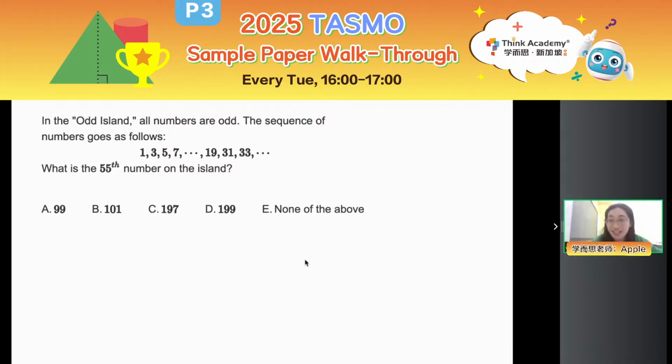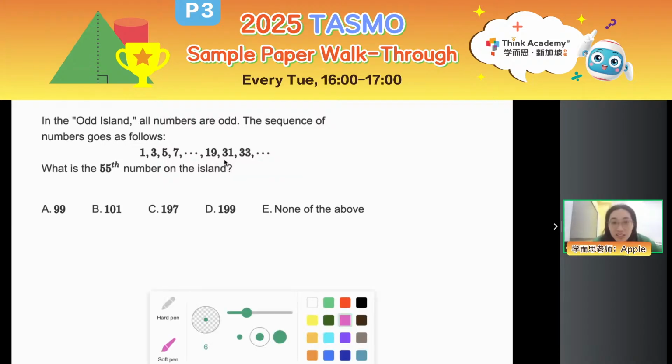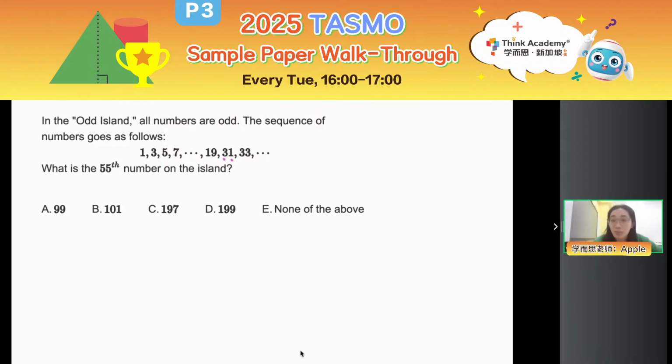I saw that many students answer the first one wrongly. Pay attention. In the odd island, all numbers are odd. All digits are odd, okay? So here you see that after 19, pay attention, the next number here, it is not 21, it should be 31. Why? Because you see that the digit 3 and digit 1, both of them are the odd digits, okay?